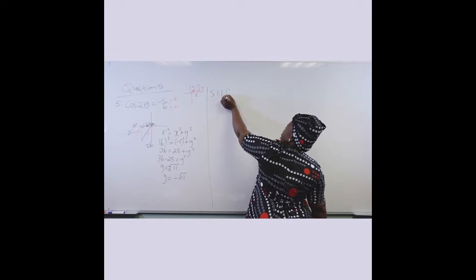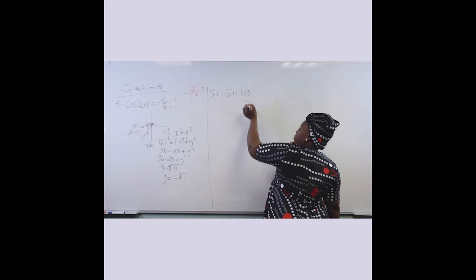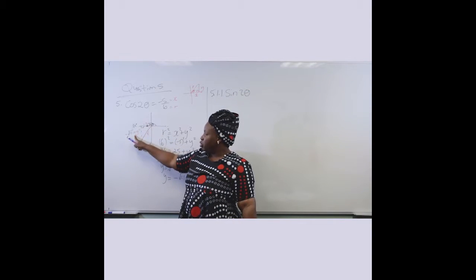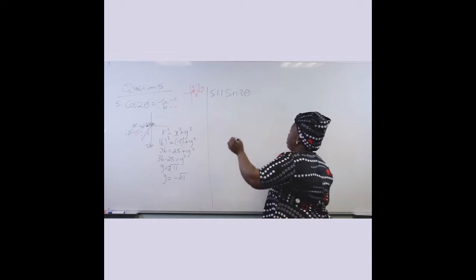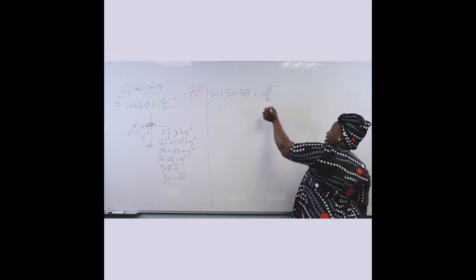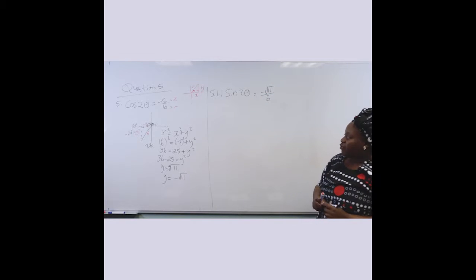So that's what you're going to write. What is sine 2 theta? Remember our angle is 2 theta. So sine 2 theta is opposite over hypotenuse. So it's going to be negative the square root of 11 divided by 6. And this one is 4 marks.